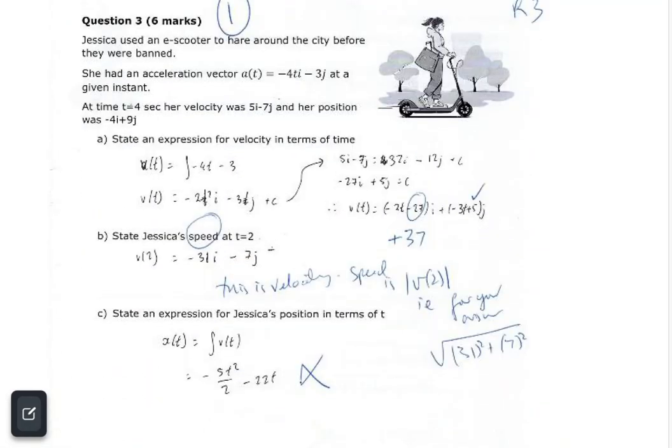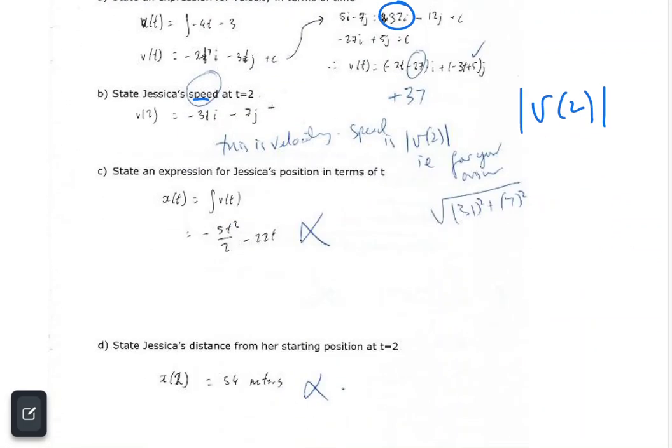Over the page, I got 37, you got negative 27, so I can see a 37 there, but it's the wrong i coordinate. To the question speed, you've given me velocity. So if this was your answers, you'd need to do the square root of 31 squared plus 7 squared to give us speed, because the speed is the velocity magnitude.